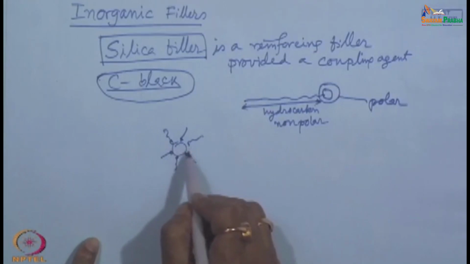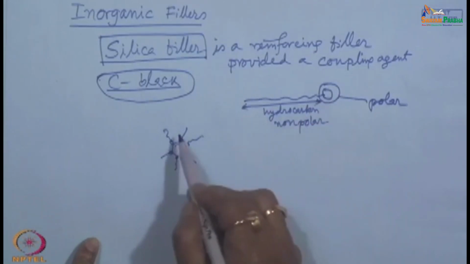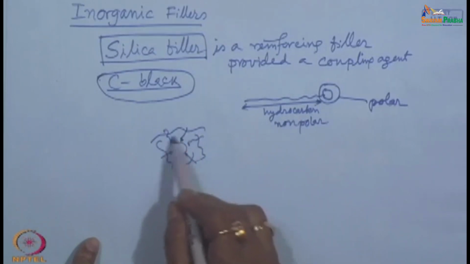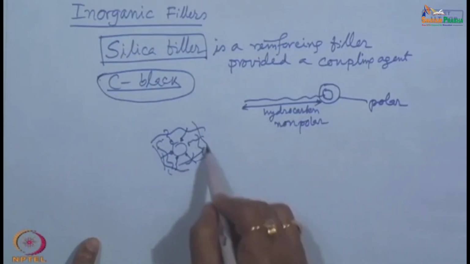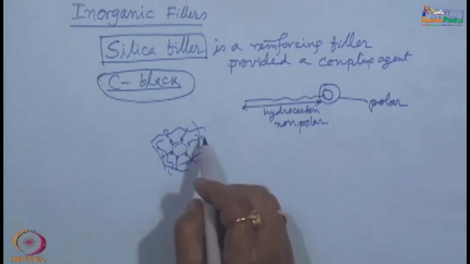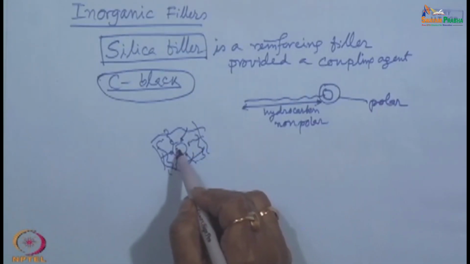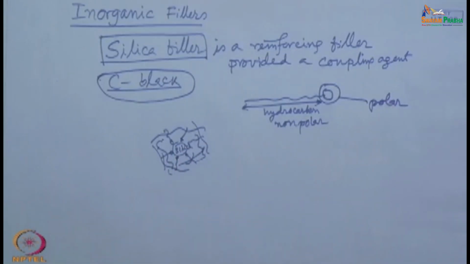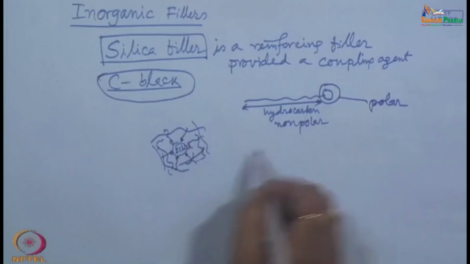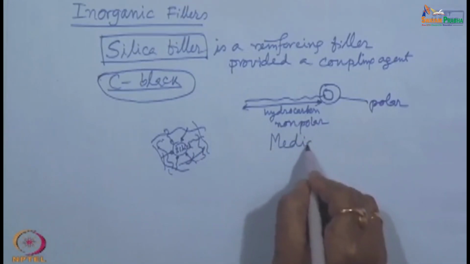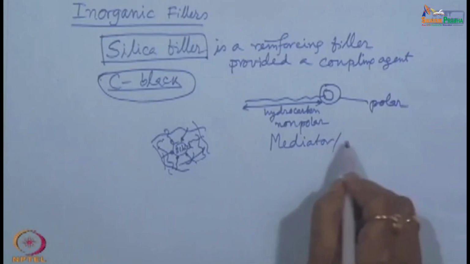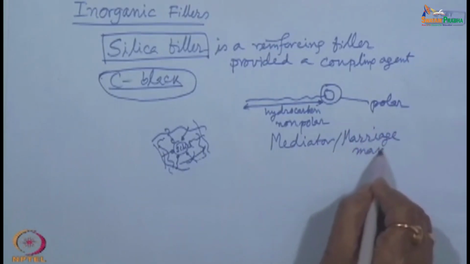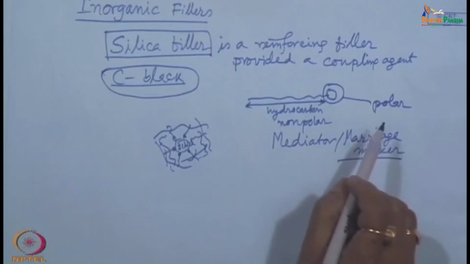So, silica particle will interact with the polar group of the coupling agent, and the rest of the coupling agent will interact with the polymer chain. That way, interaction between the silica filler and the polymer will be developed through this coupling agent. This is nothing but a mediator or marriage maker. This is known as a coupling agent.